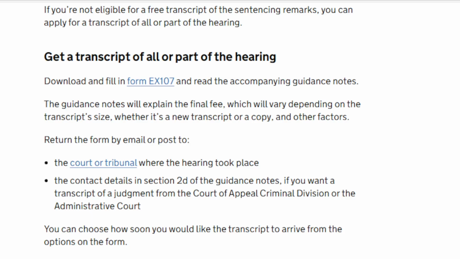And also, who are you? When I say who you are, did you represent the person? How are you involved in this case? It gives you a list, a tick box: legal representative, lay representative, other, and you've got to tick these boxes.